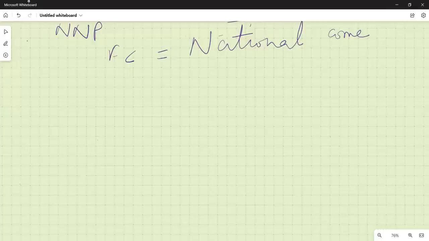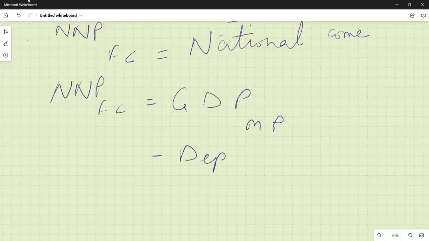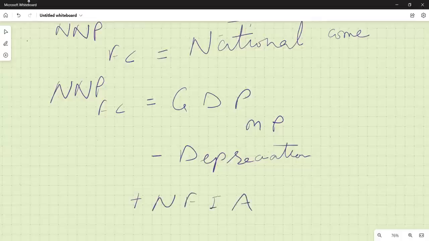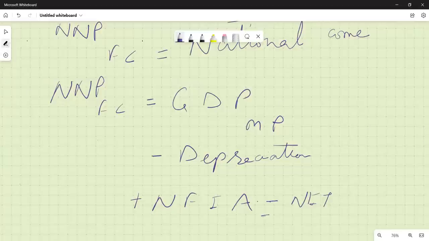Now we'll see the conversion. First of all, gross to net. So we had learned in the conversions, if we have to find the value of net, we'll do minus depreciation. And to find out the value of national product, we'll add net factor income from abroad. And then we'll find out the value of FC, factor cost. Factor cost will be equal to market price minus NIT, net indirect taxes. So like this, we can convert GDP at MP into the national income.